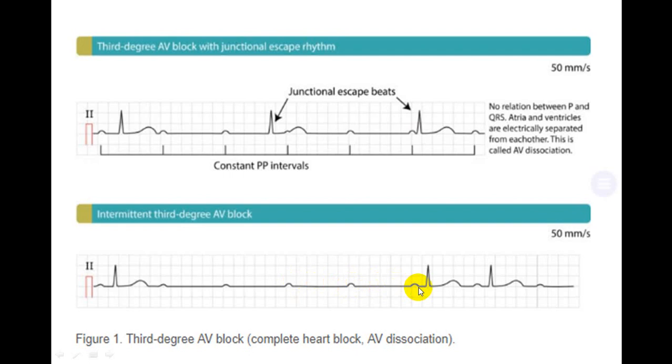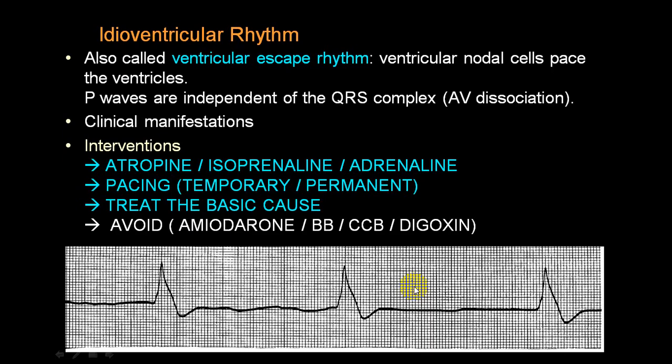And here, you can see that there is a P wave followed by a normal QRS complex, P wave followed by a normal QRS complex. So here, there is no transmission through the AV node. That's why this is called an intermittent third degree AV block, intermittent complete heart block, and there is an AV dissociation. So P waves are more than QRS complexes. So this is AV dissociation.